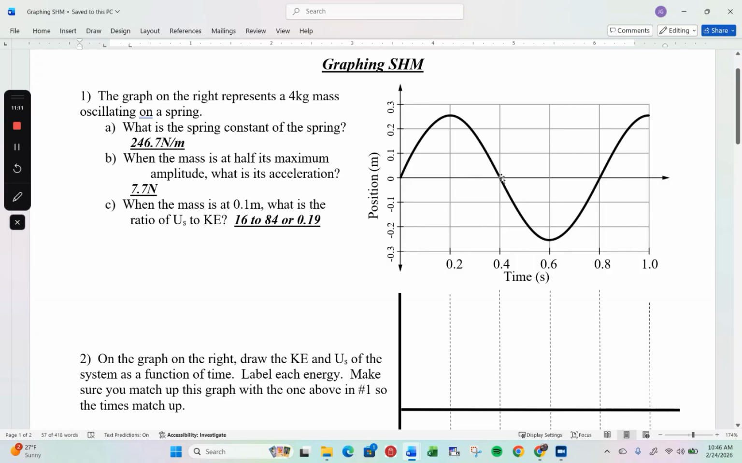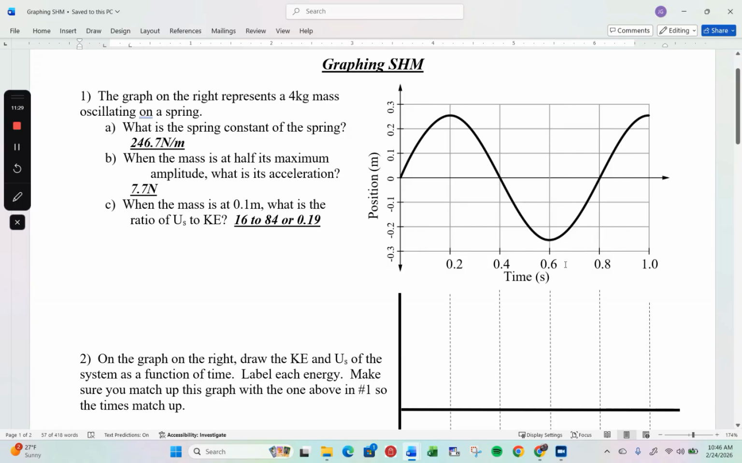Also, you should be able to see this position time graph and immediately say things like, okay, right here at half the period, we are at equilibrium. X equals 0. At equilibrium, that means kinetic energy is the greatest, velocity is the greatest, and clearly we are moving in the negative direction. We have a negative slope.